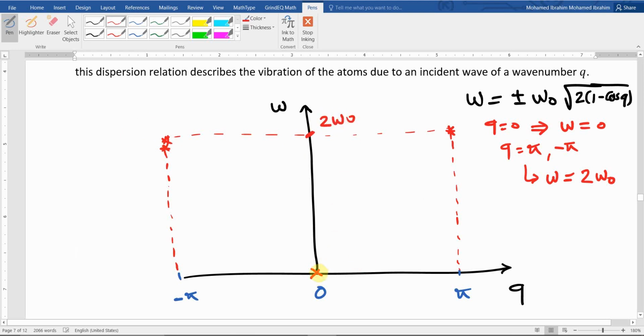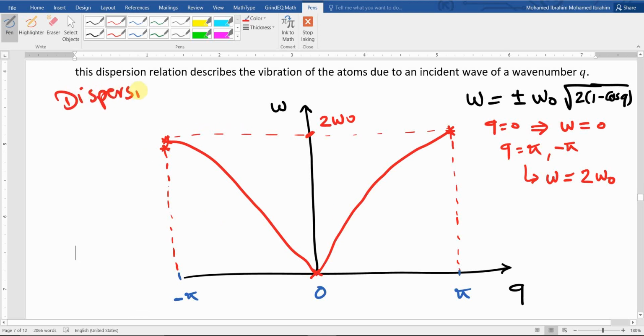So if we connect these points, we end up with a curve which is going to be very similar to this case. Then we have a curve in this case. This curve is commonly known as the dispersion curve of this monoatomic lattice or this material.